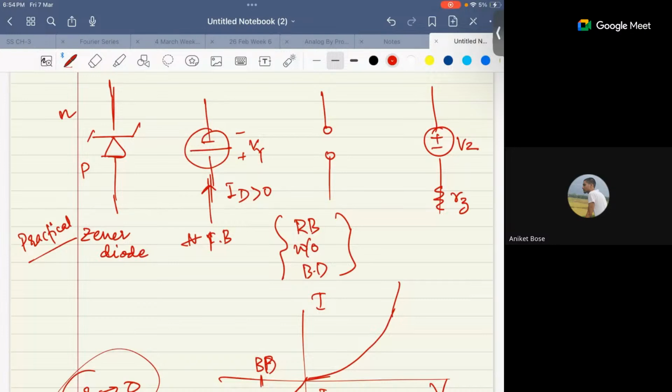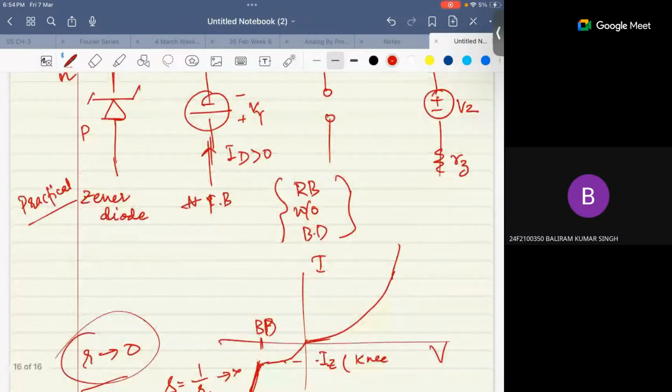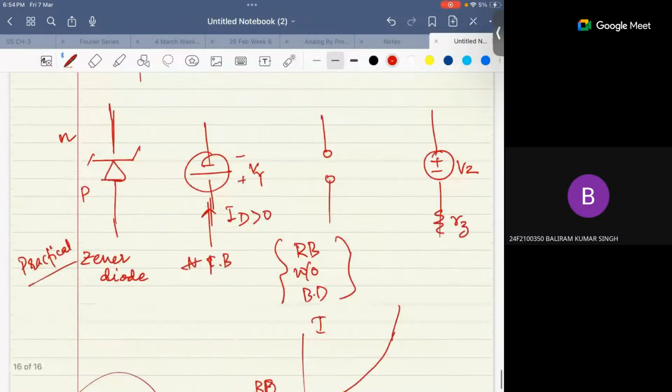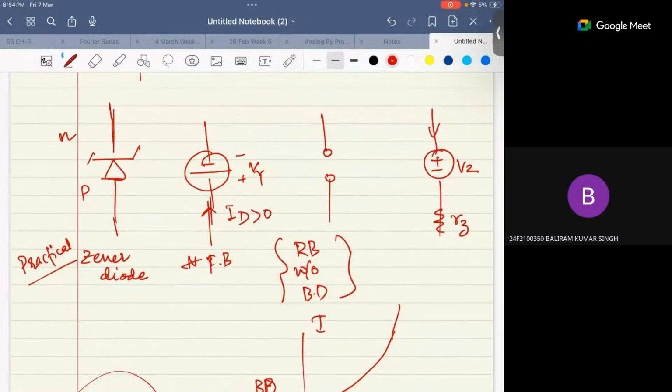Yes, sir. Okay, and one more thing. What is knee current in the Zener diode? Knee current is the small current that passes through the Zener diode even in reverse bias.